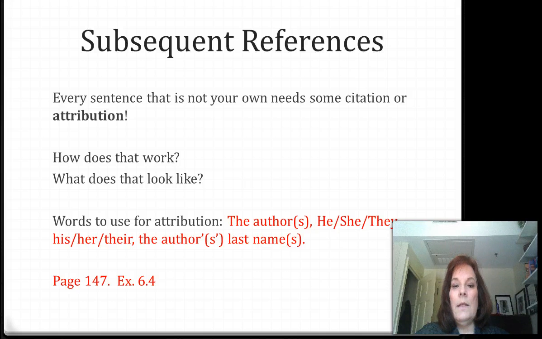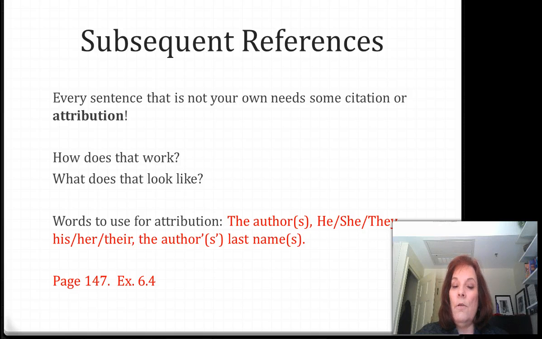Every sentence that's not this student writer's idea has some attribution, some kind of word that says this isn't my own. And they do that by listing the authors, or they, or their. Now, if it is a single author, it becomes a little bit more difficult. You need to figure out the author's gender. Google that person, or use babyname.com to figure out what's the author's gender.